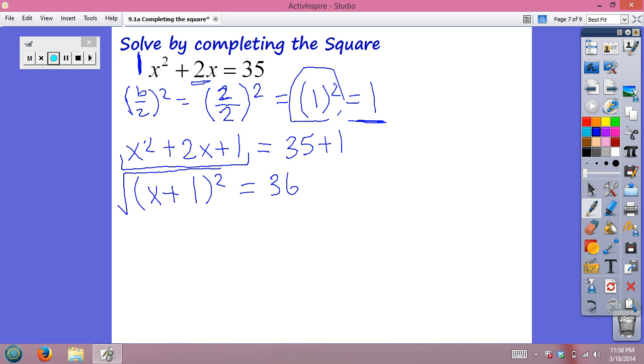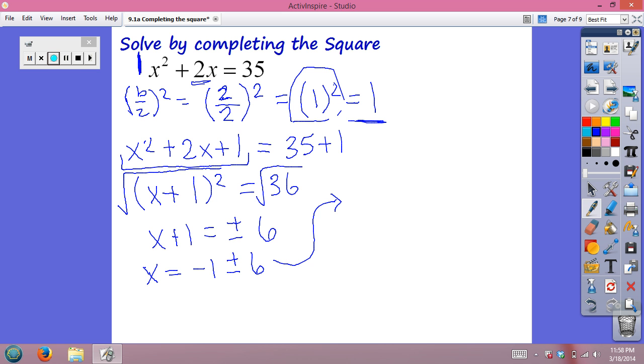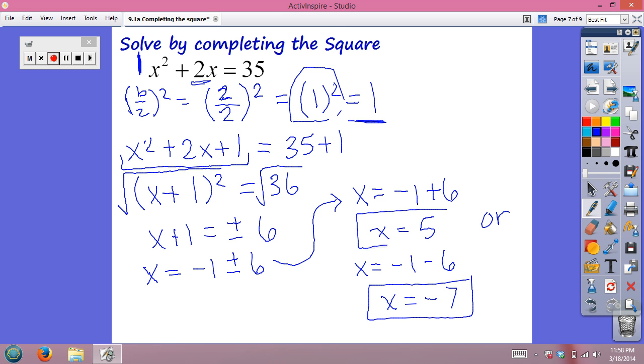Take the square root of both sides. We get x plus 1 equals plus or minus the square root of 36 is 6. So solving for x, getting x all by itself, we get x equals negative 1 plus or minus 6. And then we need to find the two different answers. So we get x equals negative 1 plus 6, or x equals negative 1 minus 6. So we get x equals 5 or x equals negative 7. And those will be your two answers for this problem.